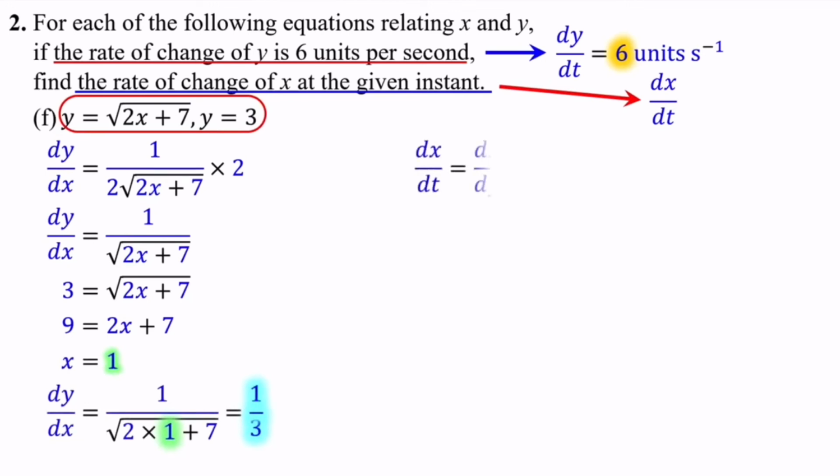Now we are going to write dx/dt equal to dx/dy times dy/dt, and then we have to invert: 1 over 3 becomes 3, so it's 3 times 6. So the answer is actually equal to 18, right? Okay, the answer is 18.